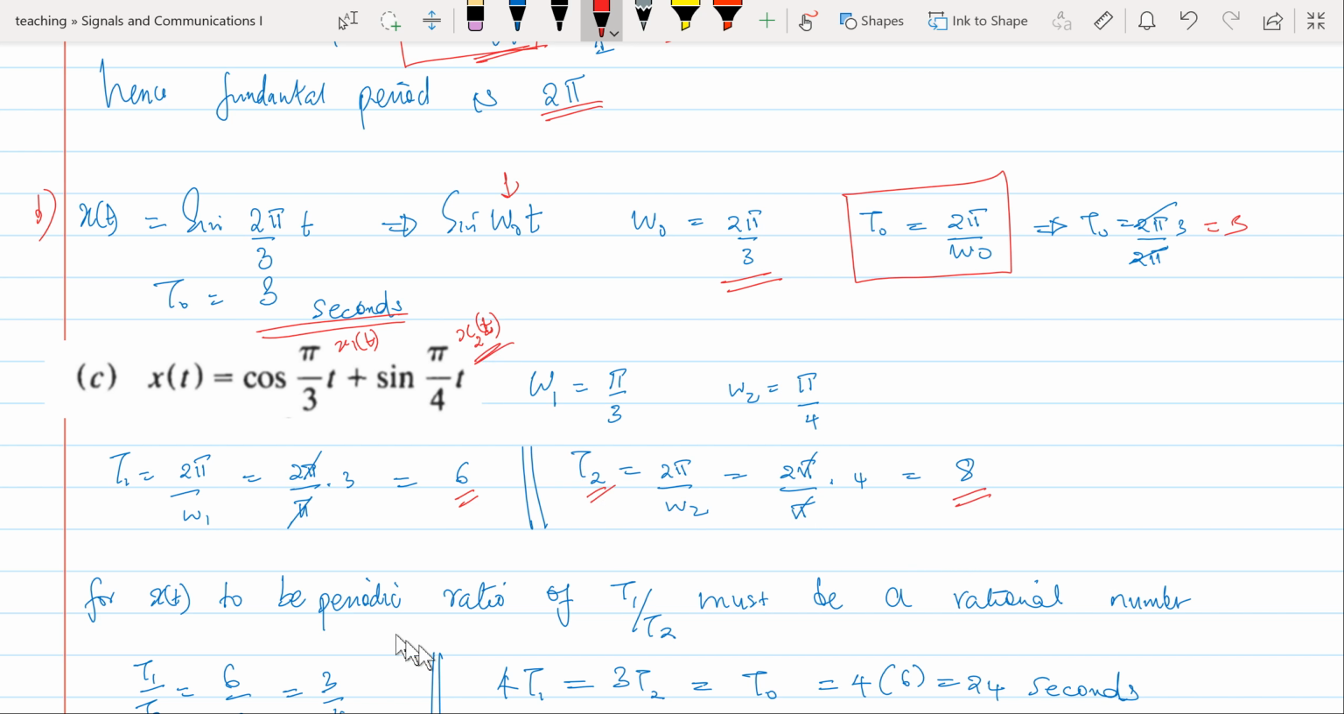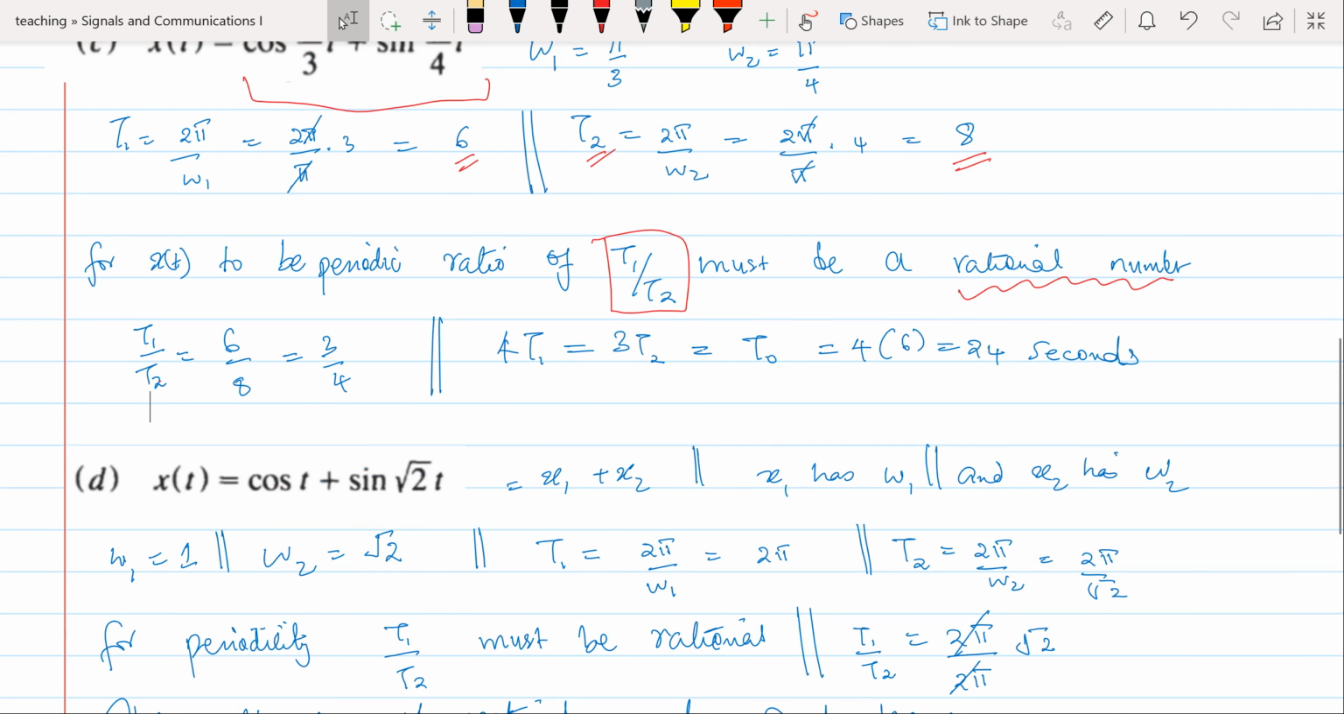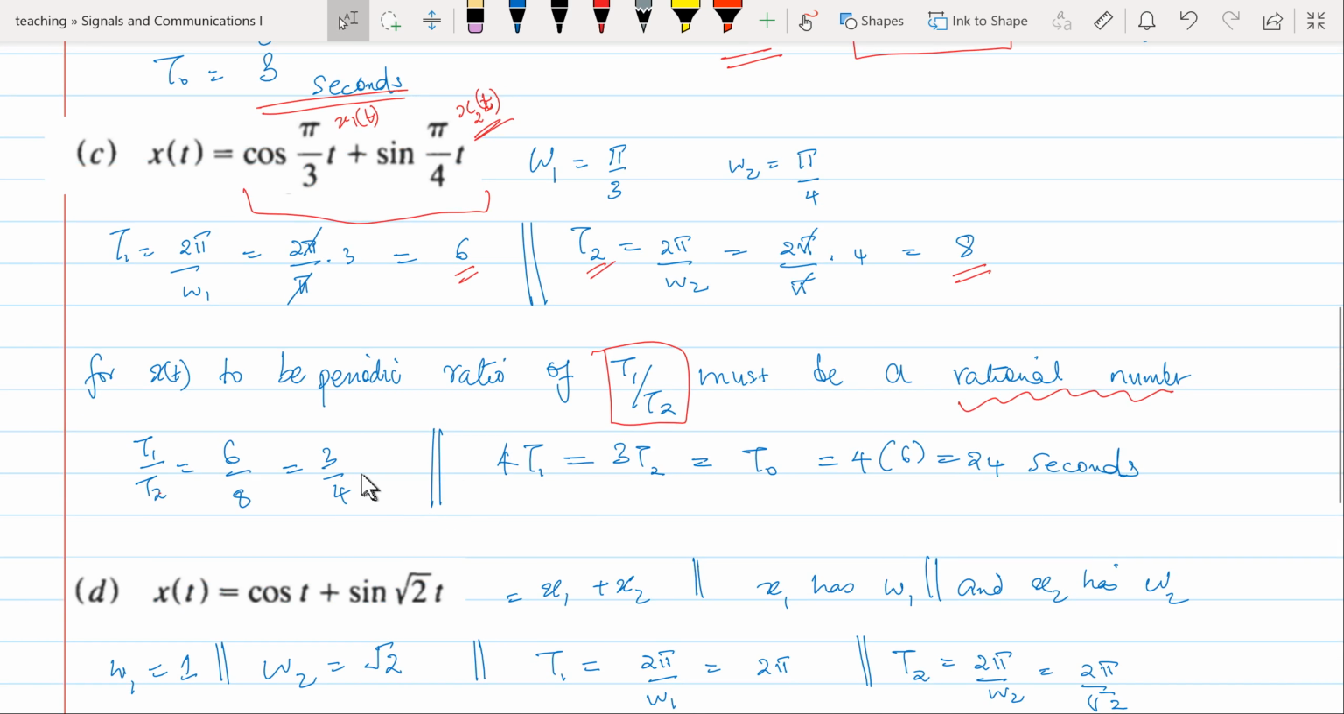Therefore, there is a requirement for a function that has two functions of time. We normally say that the ratio of the period of the first function to the second function must always give you a rational number. Therefore, T1 over T2 is 6 over 8, and we can clearly see that this is a rational number. If this is a rational number, we conclude that our function is periodic.